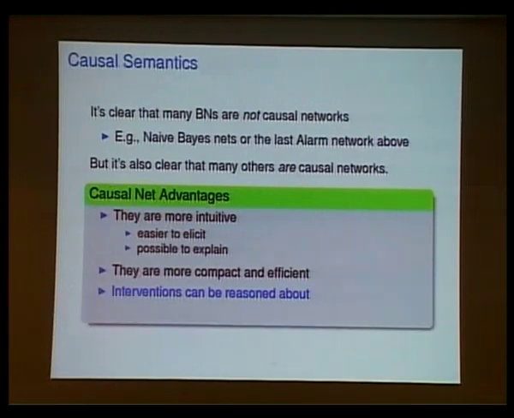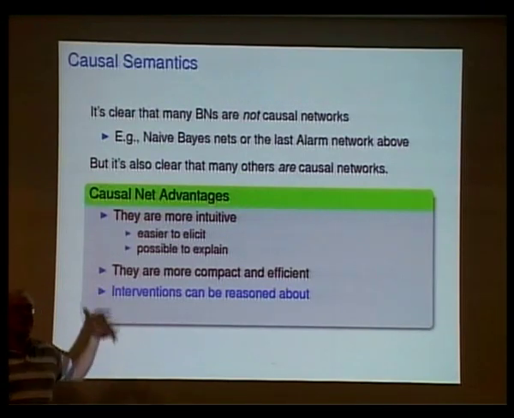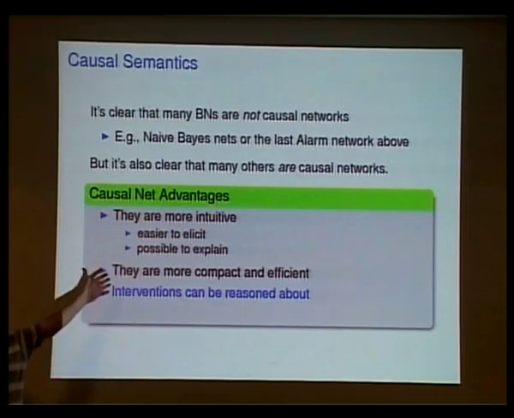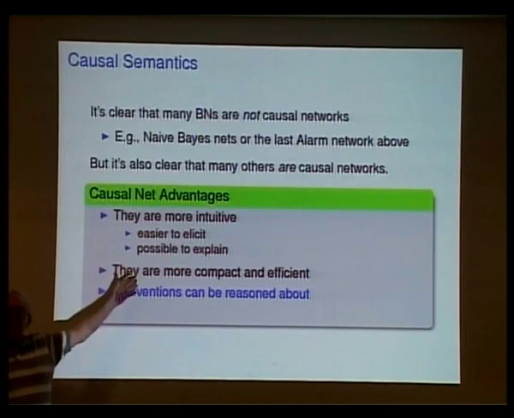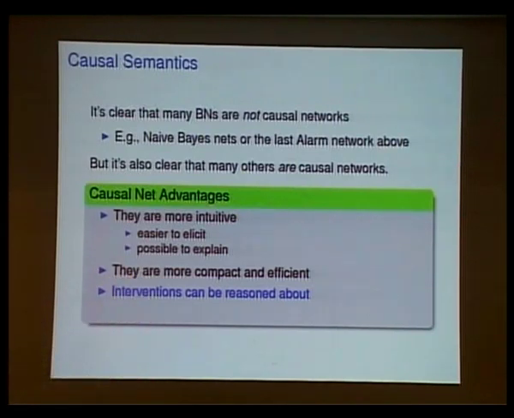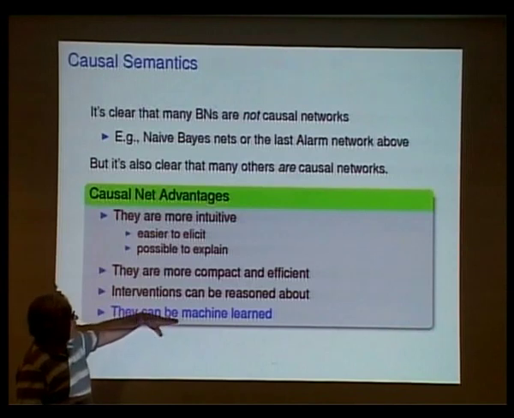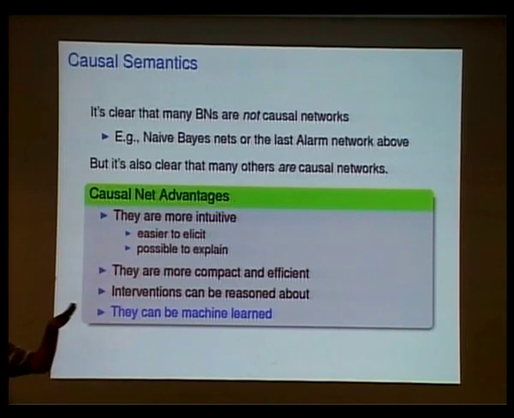So suppose you're dealing with an environmental management problem where you're talking about intervening by releasing water from a dam or something like that. Well, you can explicitly reason about that with a causal network. With a non-causal network, your interventions represented in the normal way are simply going to mislead you. So again, I'll talk about that a bit more tomorrow. And they can be machine learned. So what causal discovery algorithms do is they produce causal networks.